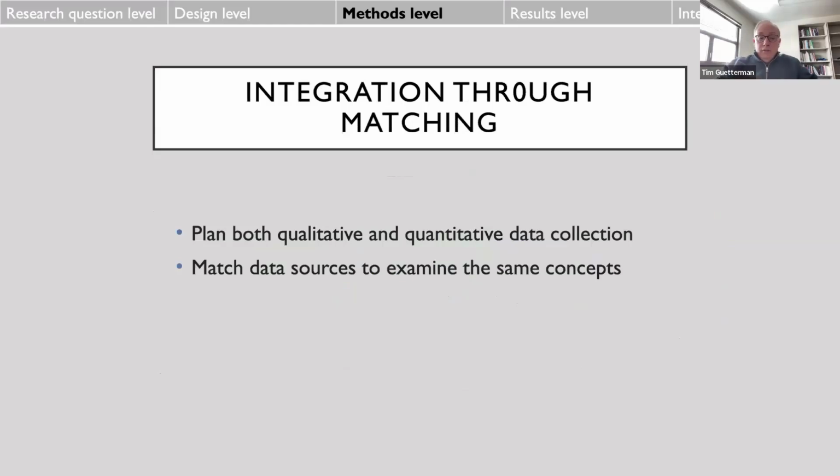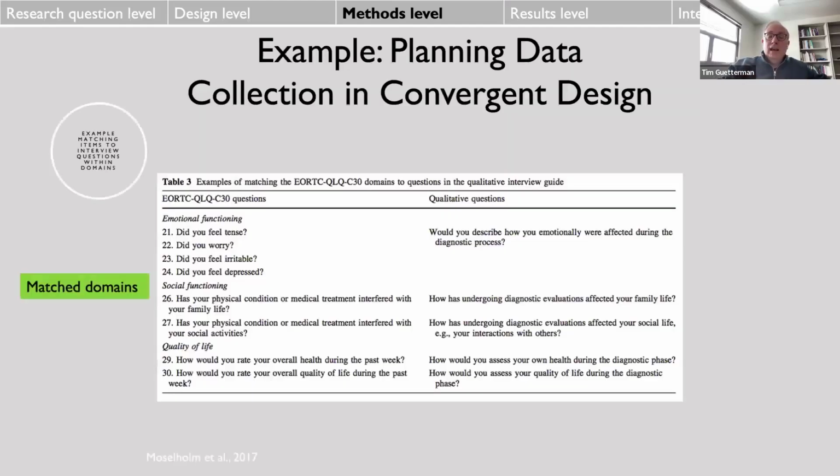So also at the methods level is integration through the idea of matching. So in terms of matching, what I'm saying here is planning your qualitative and quantitative data collection to ensure that you're exploring at least some of the same concepts. So it's matching up your data sources. And I'll show you an example of that. This was a study done by Ellen Mosholm a few years back, and she was looking at quality of life as people underwent potential cancer diagnosis.